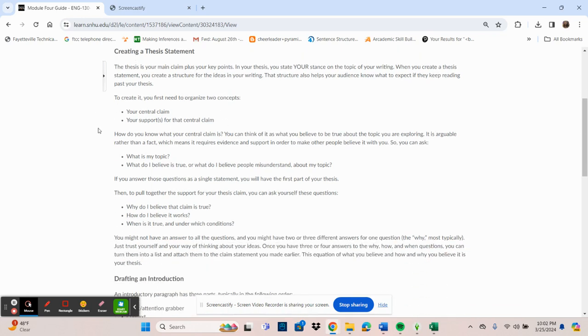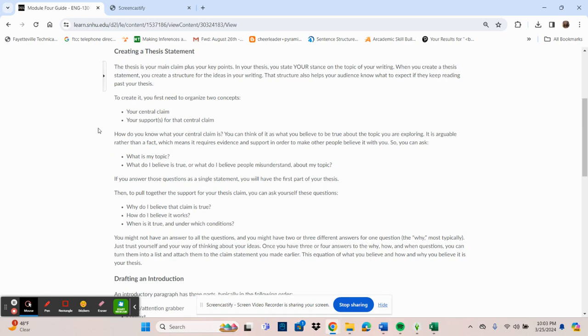And I have to say, of all of the Englishy things, Englishy, that's a fun word, Englishy things that I get to discuss, the thesis statement is one of the most fun because it truly is the most important sentence of your essay. It is your guide map, it is your GPS, it is what tells your reader where we are going and what to expect. Okay. So, for the purpose of this guide, it says the thesis is your main claim plus your key points. In your thesis, you state your stance on the topic of your writing.